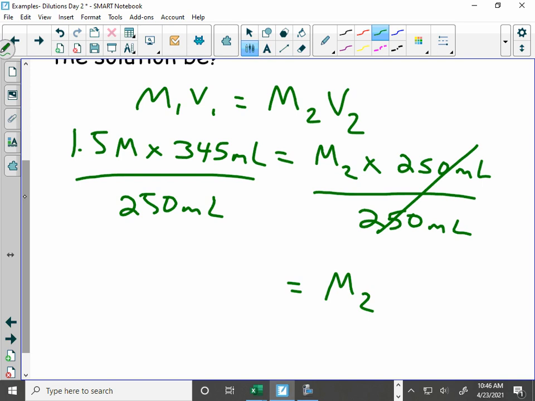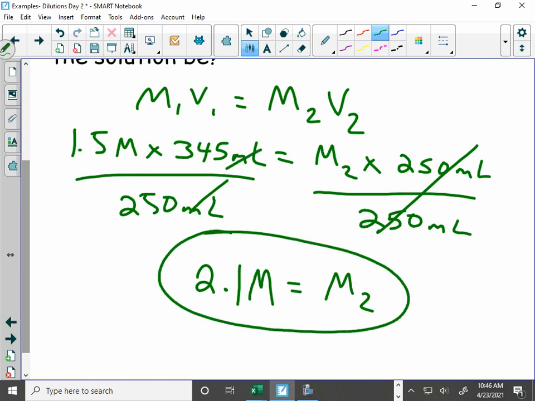1.5 times 345, and I divide that by 250, and I said my M2 should be going up, right? So when I did my math, and with 2 significant digits, I came up with a value of 2.1. My milliliters cancel there. So I have now, by boiling off that water, created a 2.1 molar sodium chloride solution. Not too tough, right?